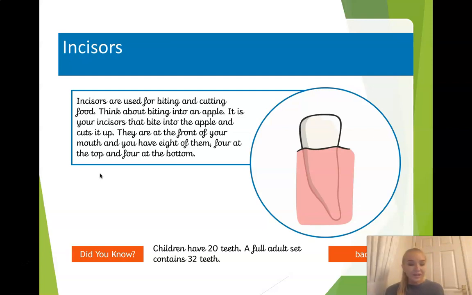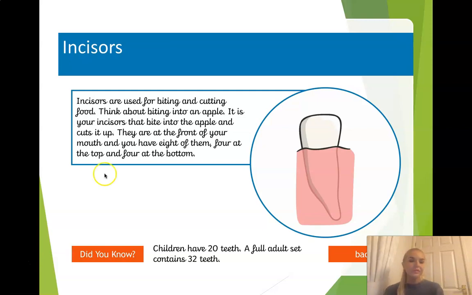When you are little and young, your milk teeth, your baby teeth, start coming through at about 6 months old. So when you're really, really little, you only have gums until you are 6 months, and then your milk teeth start coming through. By the time you are 6 years old, you should have had all of your milk teeth through.